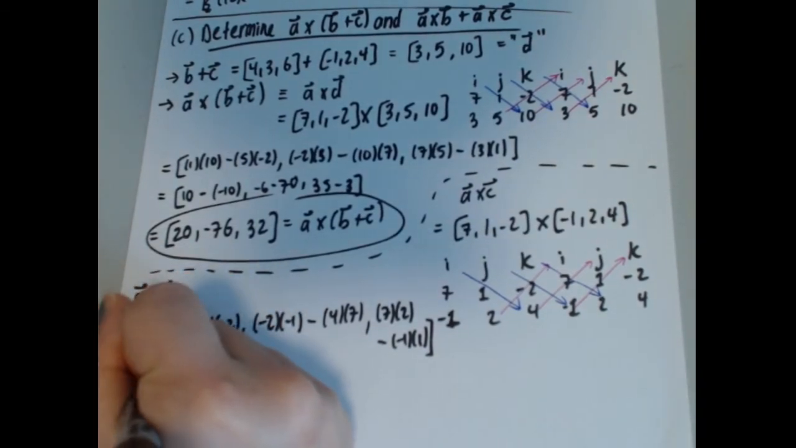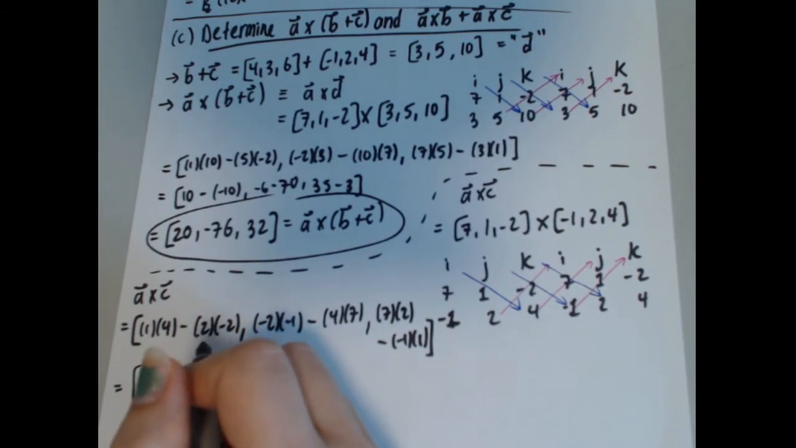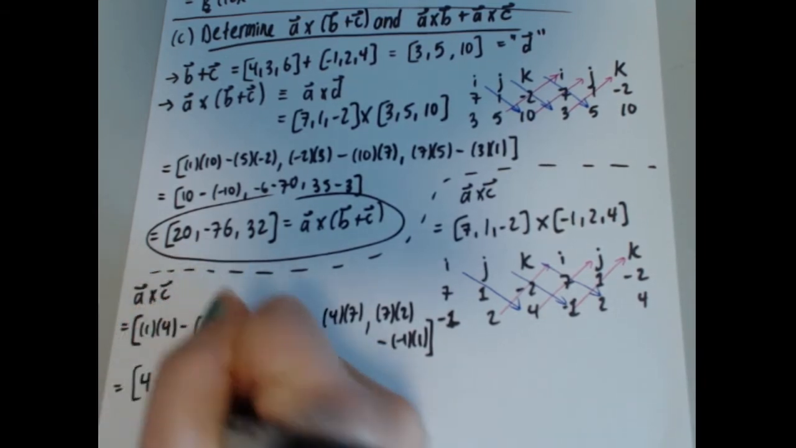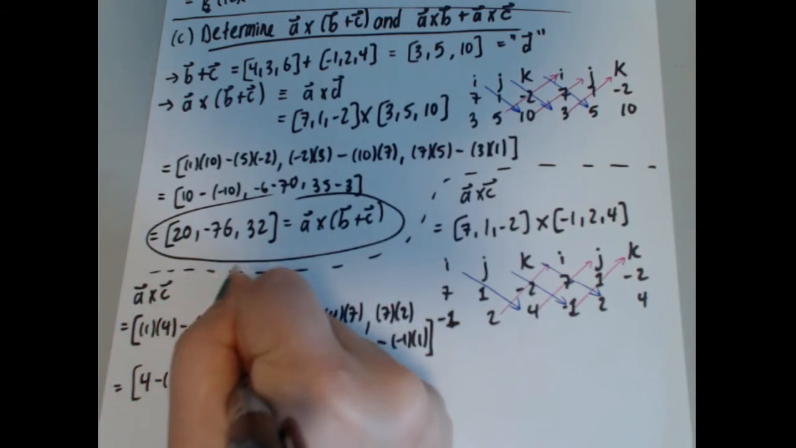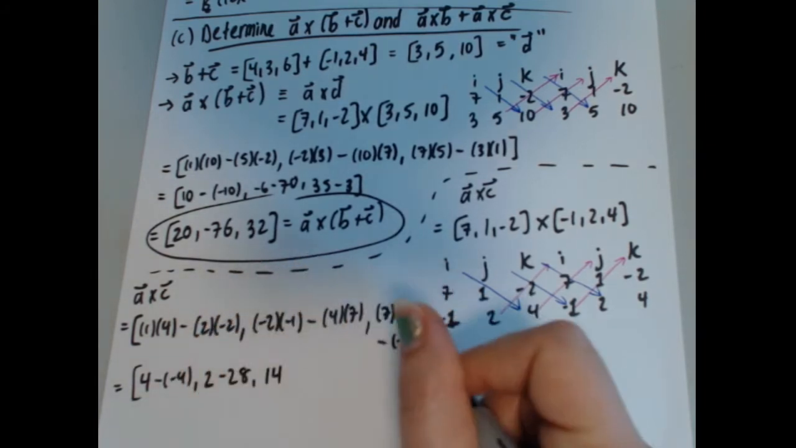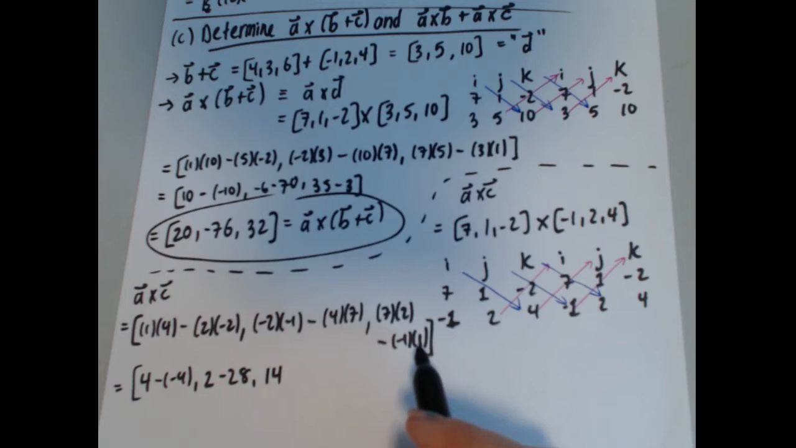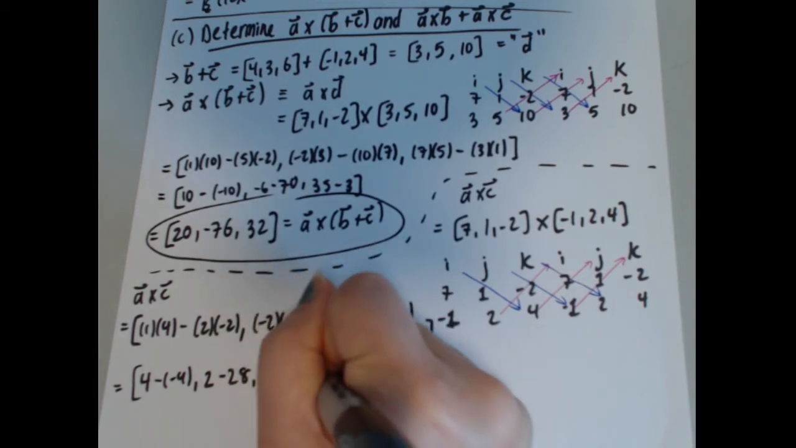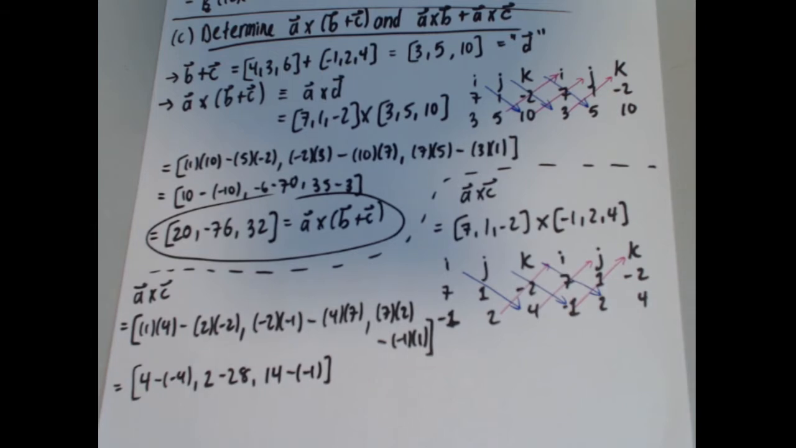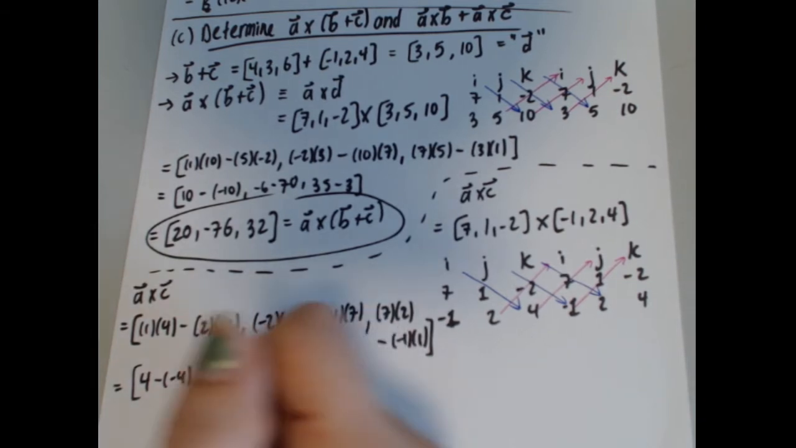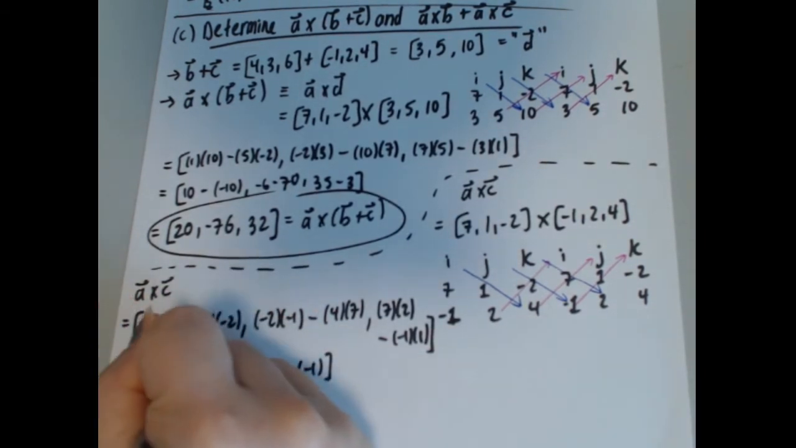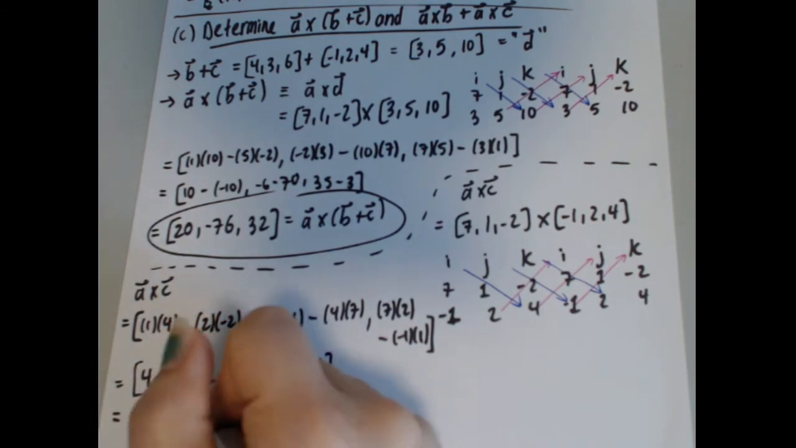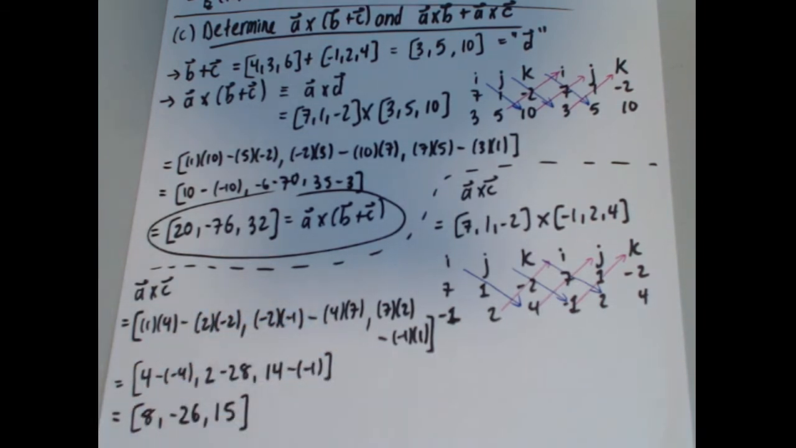So we have 1 times 4, that's 4, minus 2 times negative 2, that's 4 minus negative 4. Negative 2 times negative 1, that's positive 2. 4 times 7 is 28. 7 times 2 is 14. Minus negative 1 times 1 is negative 1, so that's 14 minus negative 1. And be careful with your signs here. So what does this equal overall? 4 minus negative 4, that's positive 8. 2 minus 28, that's minus 26. And 14 minus negative 1, that's 14 plus 1, which is 15. Okay, so we've got our vector here.